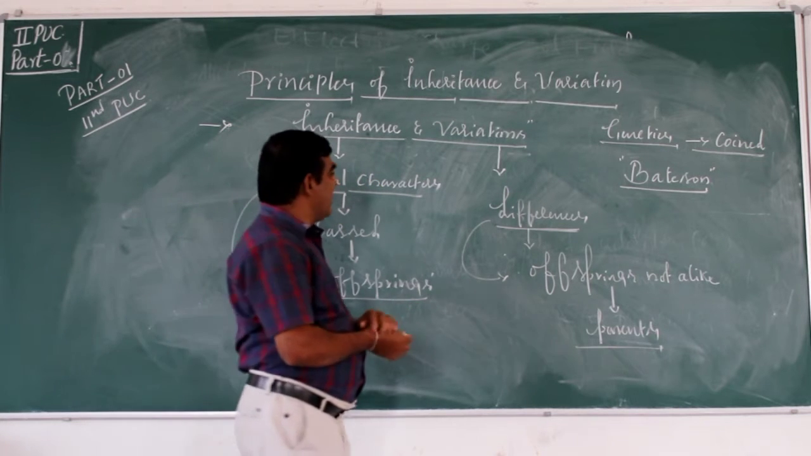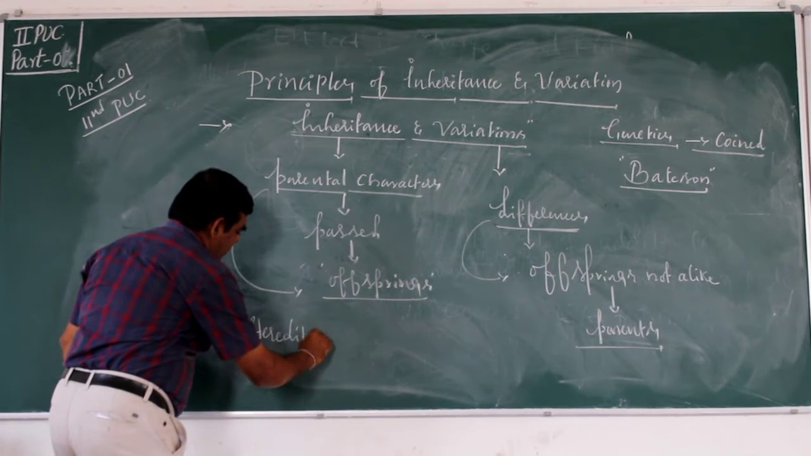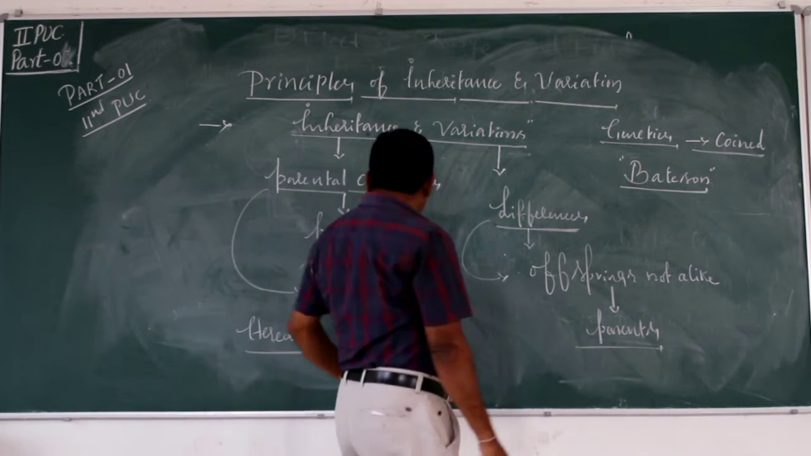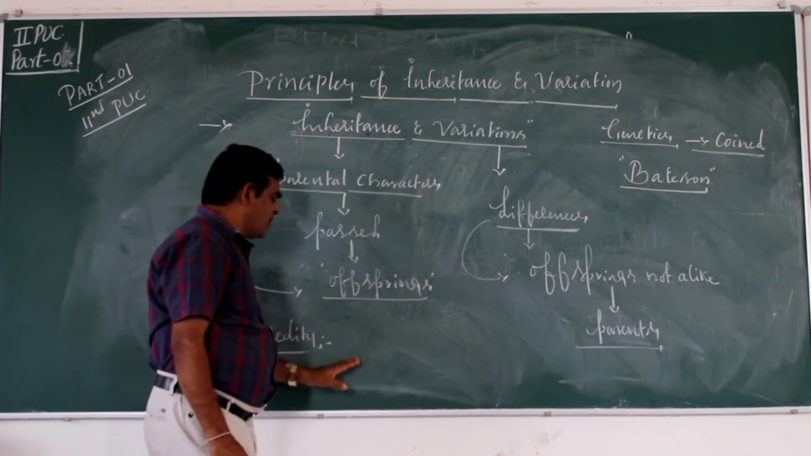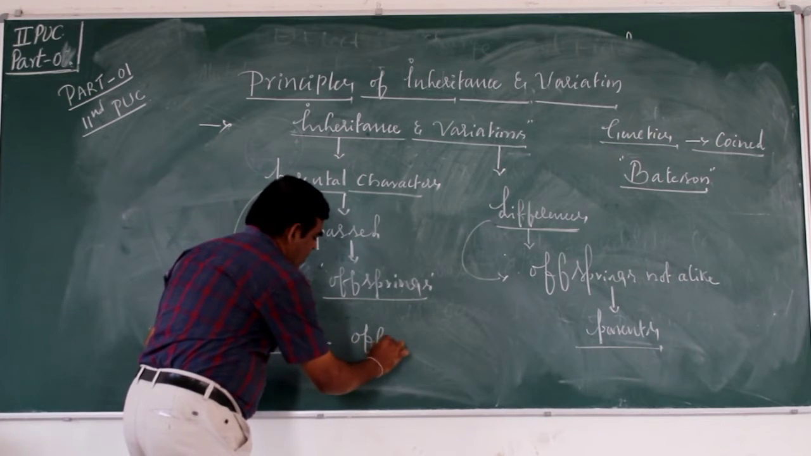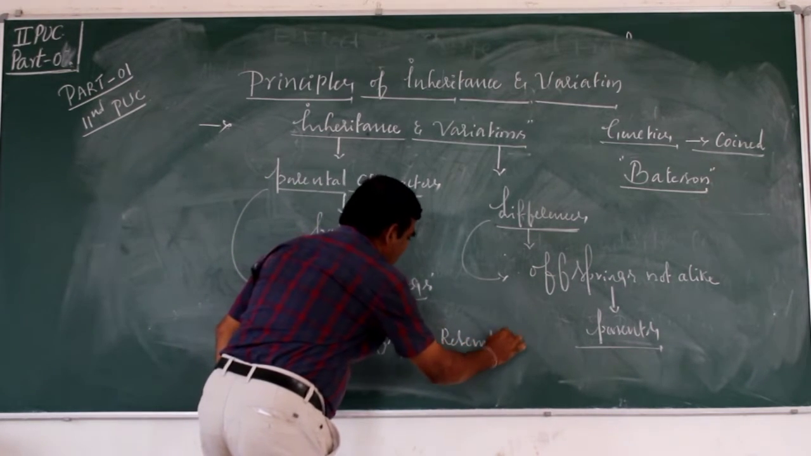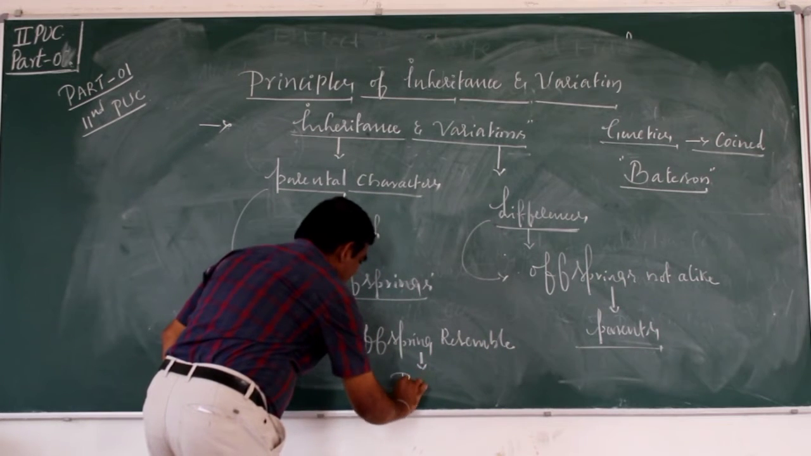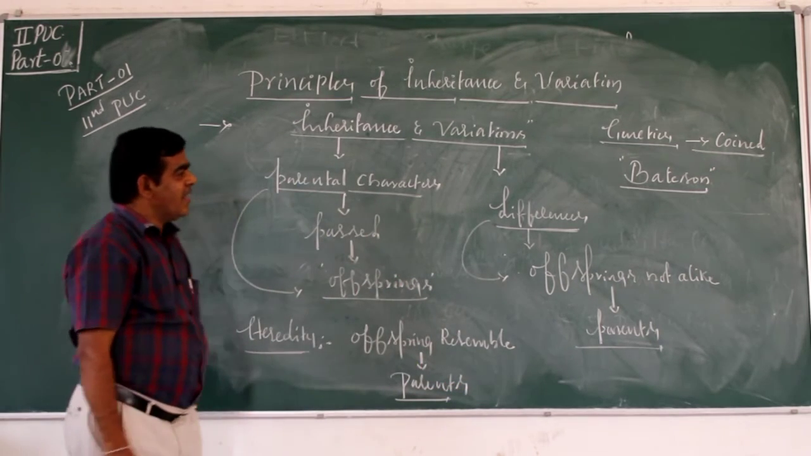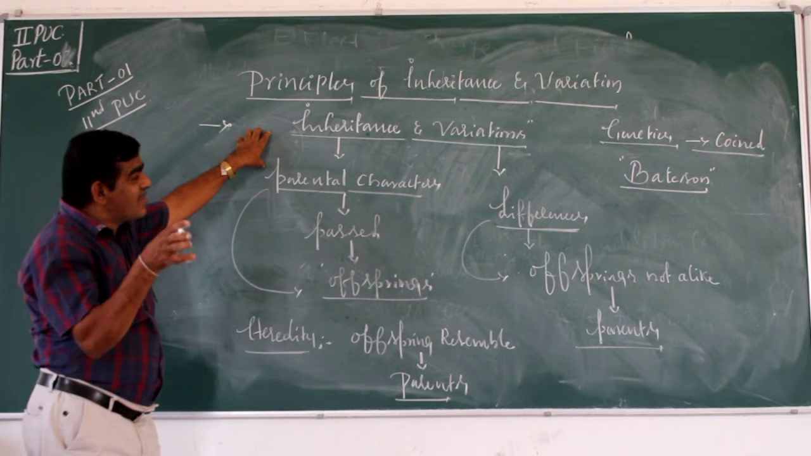Next, what is heredity? Heredity means the offspring resemble their parents. The offspring resembling their parents is called heredity. Clear? A very important concept in this chapter, principles of inheritance and variation.